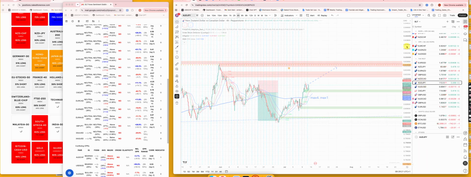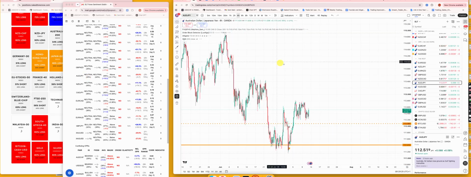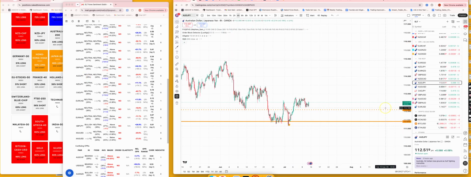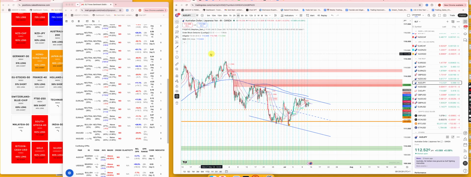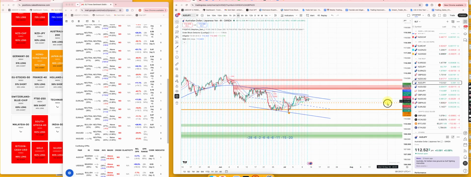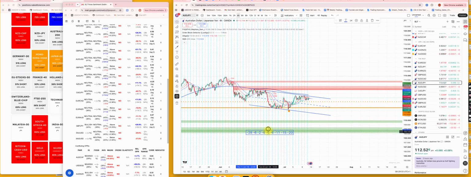Aussie Yen, see where we are, neutral, minus 20. Did we put them in for last week? Yes, so that's last week. Let's just have a look. Neutral 39 and 42.